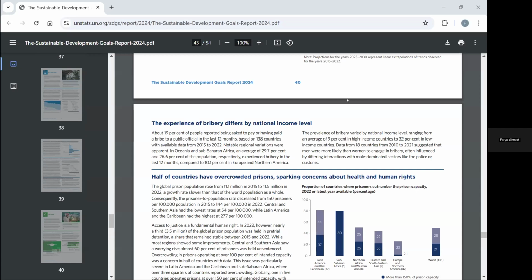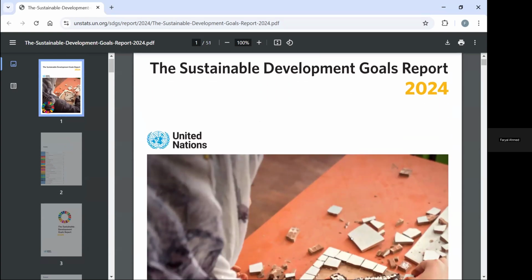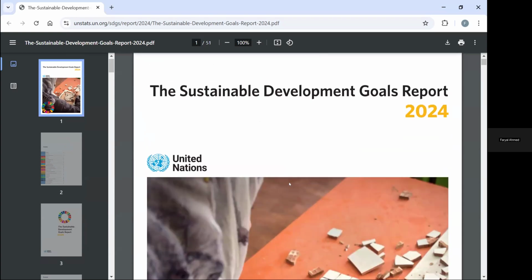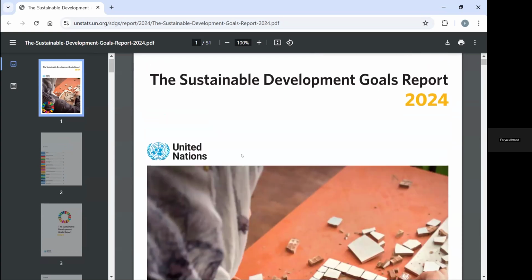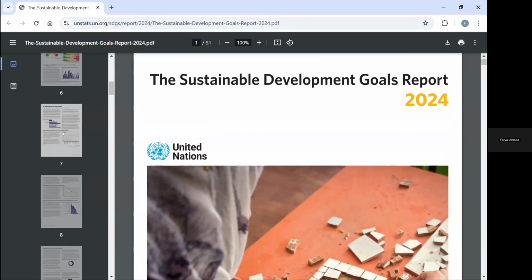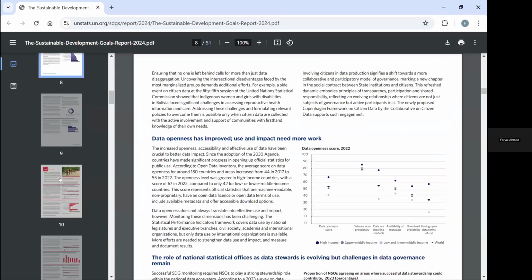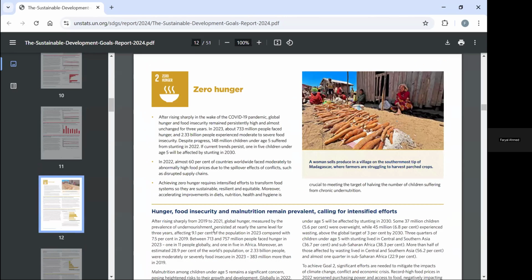So I'm just going to give you a few examples from this report. This is the latest report that we have on the Sustainable Development Goals. This report provides the progress on each of the Sustainable Development Goals, picking up a few key indicators that have a story. The way it is developed, for example, I'll go to the chapter that I worked on this year, on zero hunger.